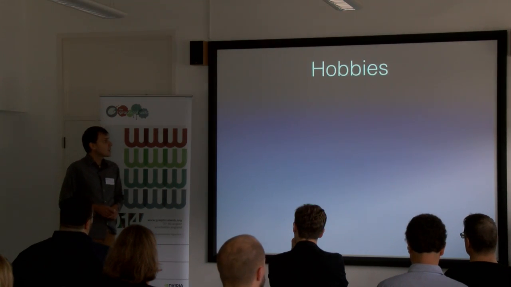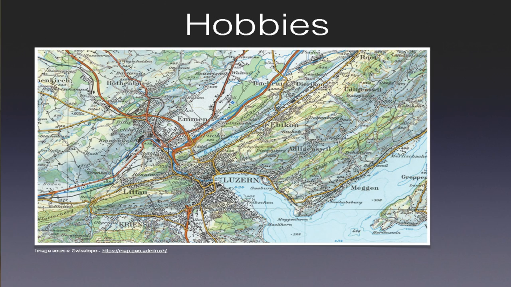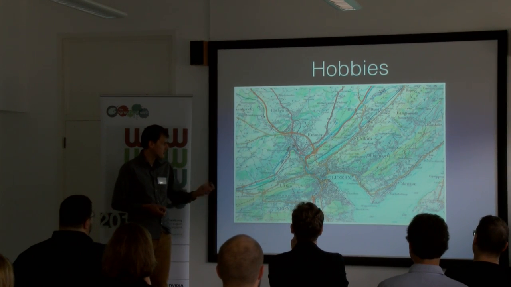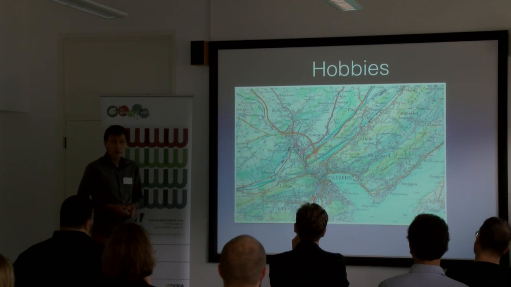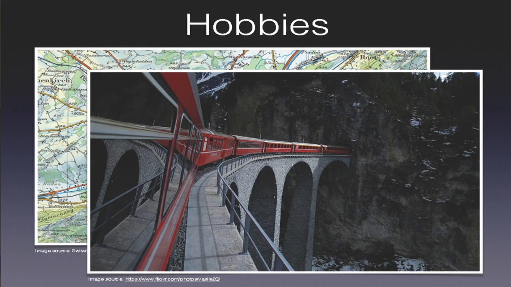So about hobbies, programming is one of them. You saw it already. Another one is maps. I'm a map addict, and this is a beautiful Swiss topo map. The Swiss topo is the equivalent of Ordnance Survey here in the UK. I really love the paper maps from Switzerland. They are pioneers in this field, and you can see it's just beautiful. So I'm a map addict, and also, subject of today's talk, I'm a train buff, a train spotter. Here is a special place in Switzerland called Landwasser Viaduct.